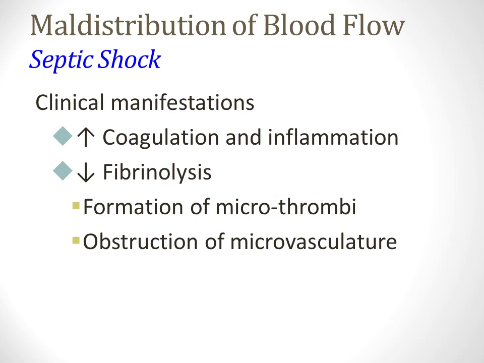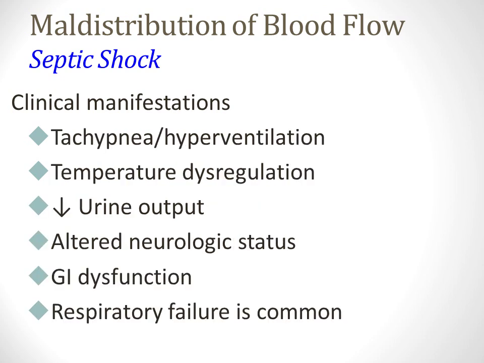Just as a reminder, we have the increase in the inflammatory process, which causes increase in coagulation, and we have those little microclots that are forming and causing maldistribution of blood. We have hyperventilation, tachypnea, difficulty regulating our temperature, decreased urine output, restlessness, agitation, confusion, a decrease in peristalsis, at risk for an ileus or an ulcer.